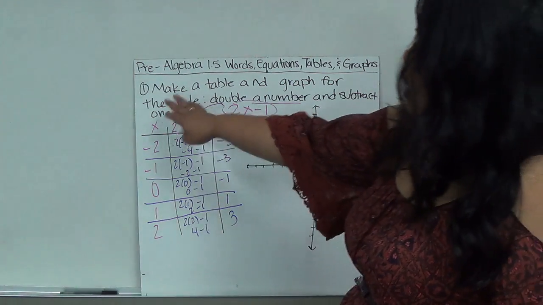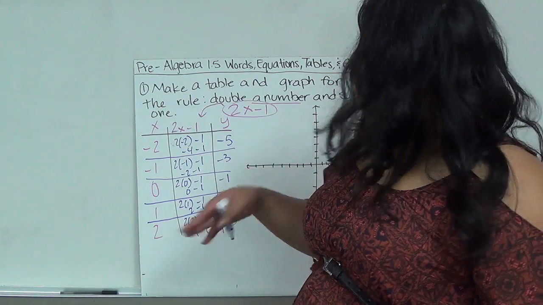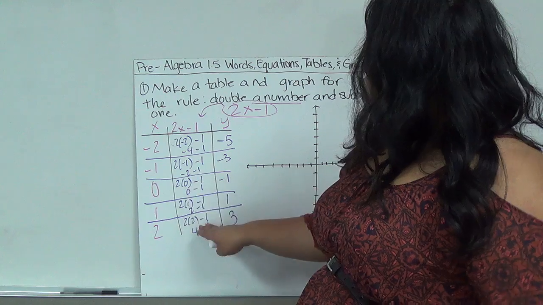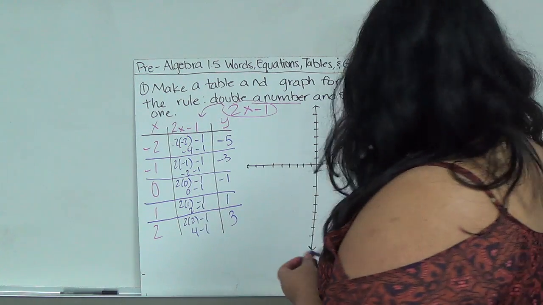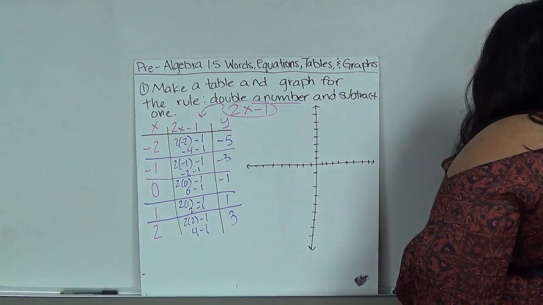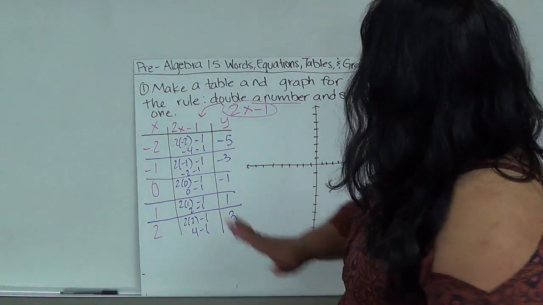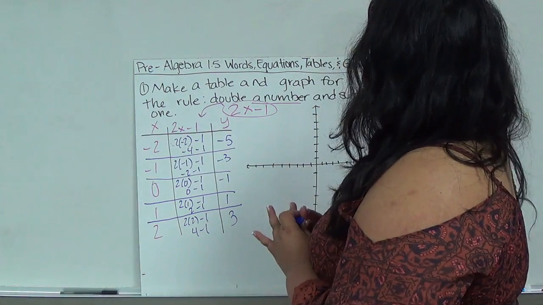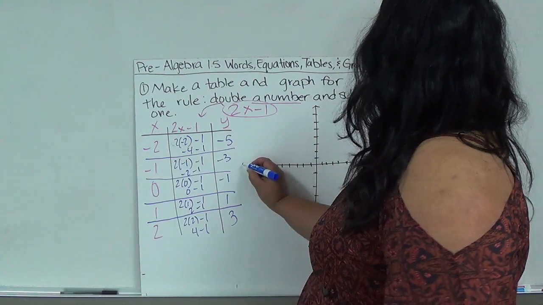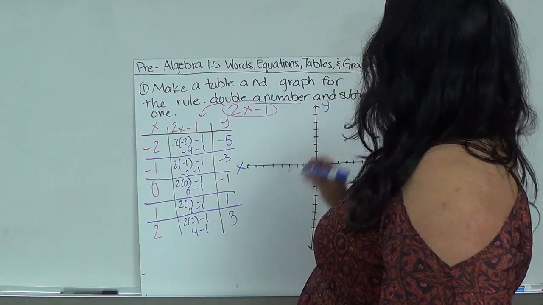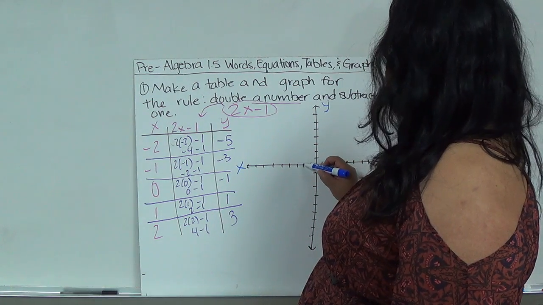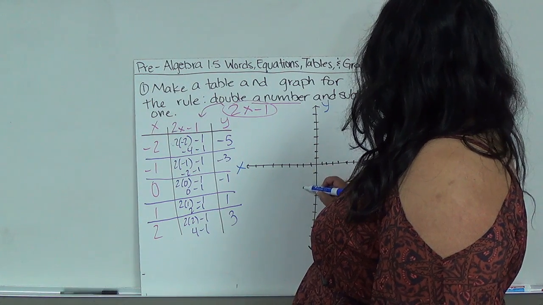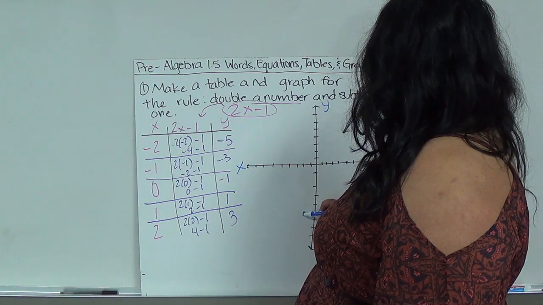So I have my x's, which I chose. This is my work for my rule, which I put right here, and my y is my result. Now that I have that, I'm just going to focus on my x and my y column. My x tells me where to move. This is my x, and this is my y. For my first point, I'm going to move -2 and down 5: 1, 2, 3, 4, 5.